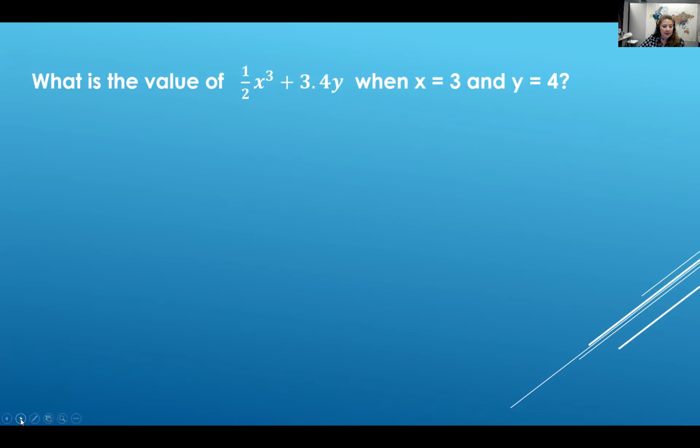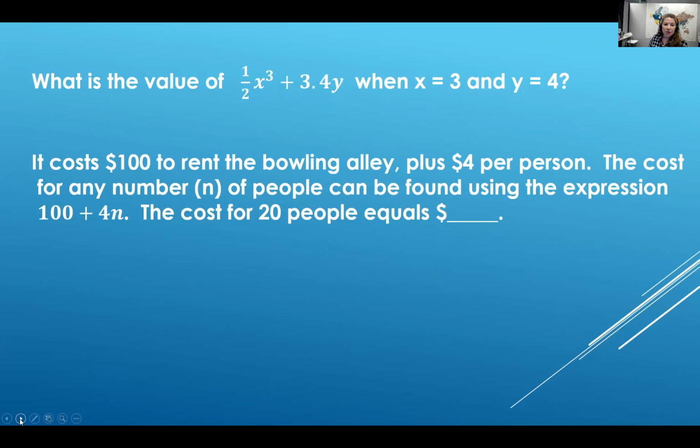I hope you did. It costs $100 to rent the bowling alley plus $4 per person. The cost for any number of people can be found by using the expression 100 plus 4 times the number of people. So here's our $100 to rent the bowling alley plus 4 times the cost of one person. The cost for 20 people. Yes, I said it right the first time.